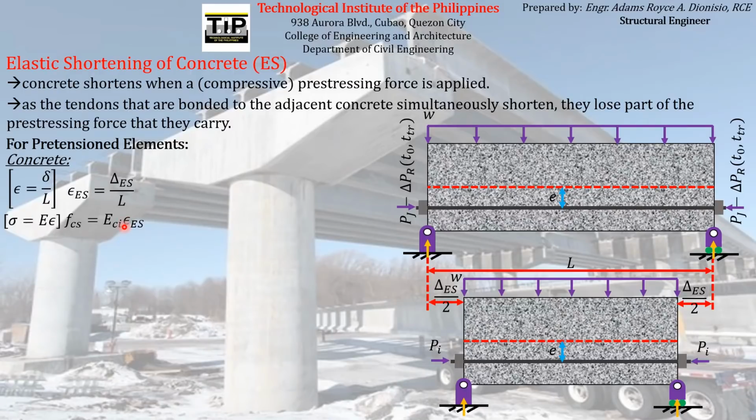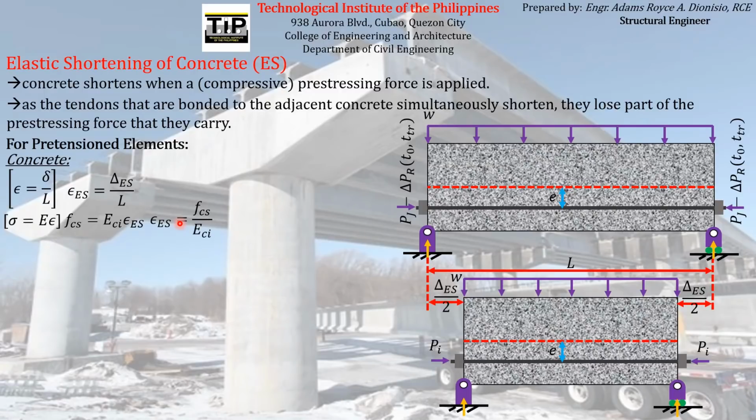So that is for the case of concrete. Although we can also express this in terms of strain ES, which must be equal to this. So we just bring down the ECI as the denominator of FCS. So that's why we had this expression here. So that is for the case of the concrete.